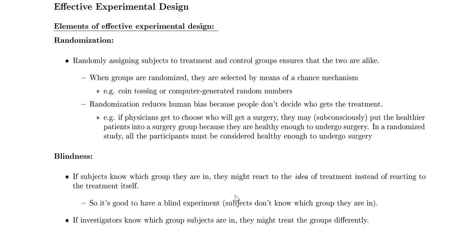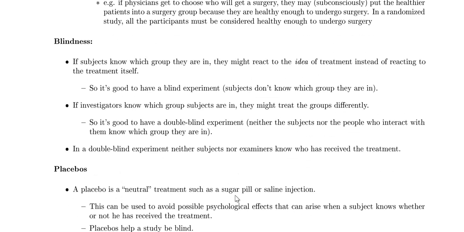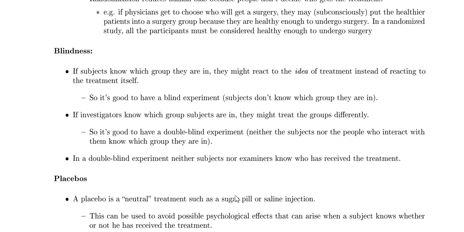The next factor is blindness. If subjects know which group they're in, they might react to the idea of the treatment instead of reacting to the treatment itself. So it's good to have a blind experiment where subjects don't know which group they're in. Also, if investigators know which group the subjects are in, they might treat the groups differently, or they might treat the person differently. So it's good to have a double-blind experiment where neither the subjects nor the people who interact with them know which group they're in.